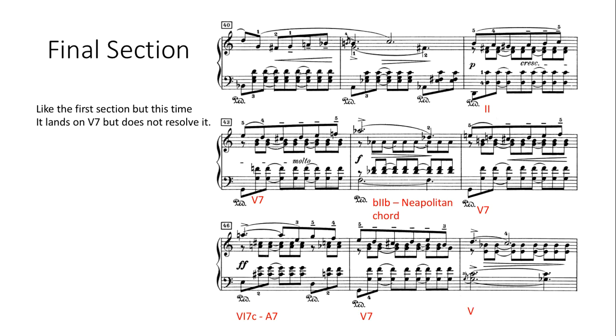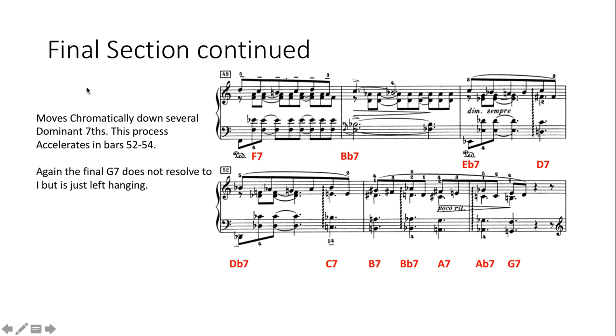So yeah, that's what that final section does. We'll move on now to the coda. Oh no, I lie. We've got more on the final section even. So the final section continues after that point. We land again. We move down in sequence to F7 and B flat 7, and then we've got this chromatic descent again in bars 51 to 54, where we're moving down through E flat 7 down to G7.